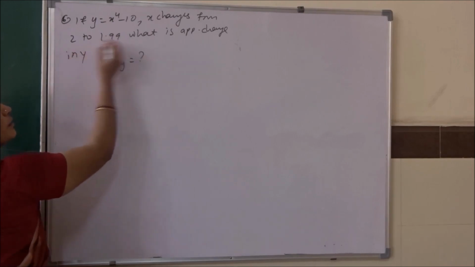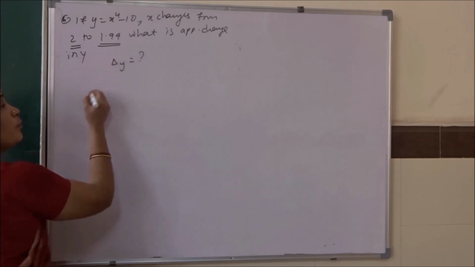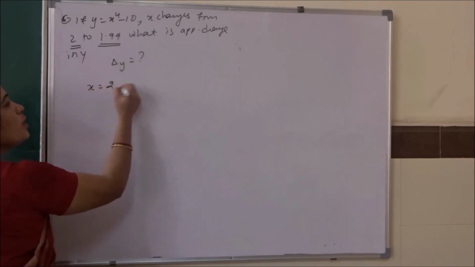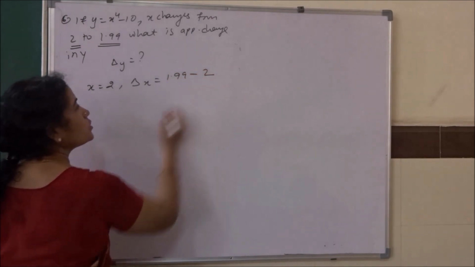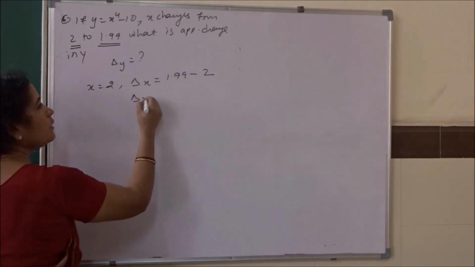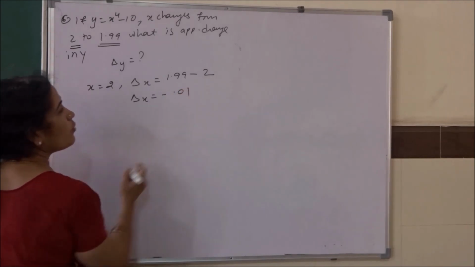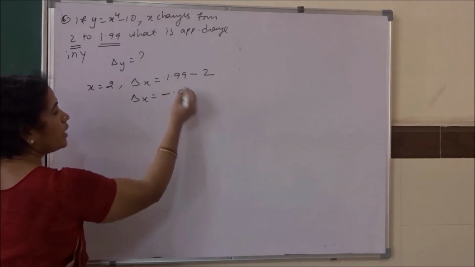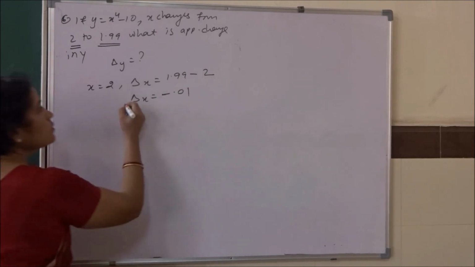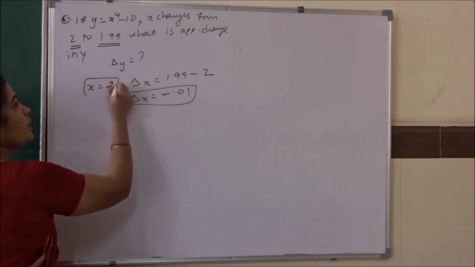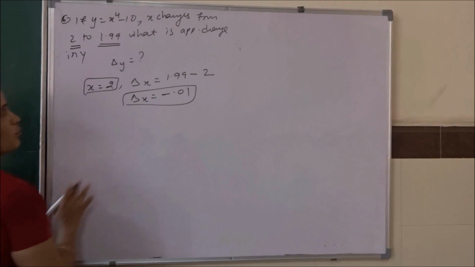Now what is given here? x changes from 2 to 1.99, means x is equal to 2 and delta x is equal to 1.99 minus 2. Clear to you? So that is delta x is equal to minus 0.01. Am I correct? Add it, you will get 2. So that is delta x. Okay? Means the approximate change in x is minus 0.01. Keep that in your mind.